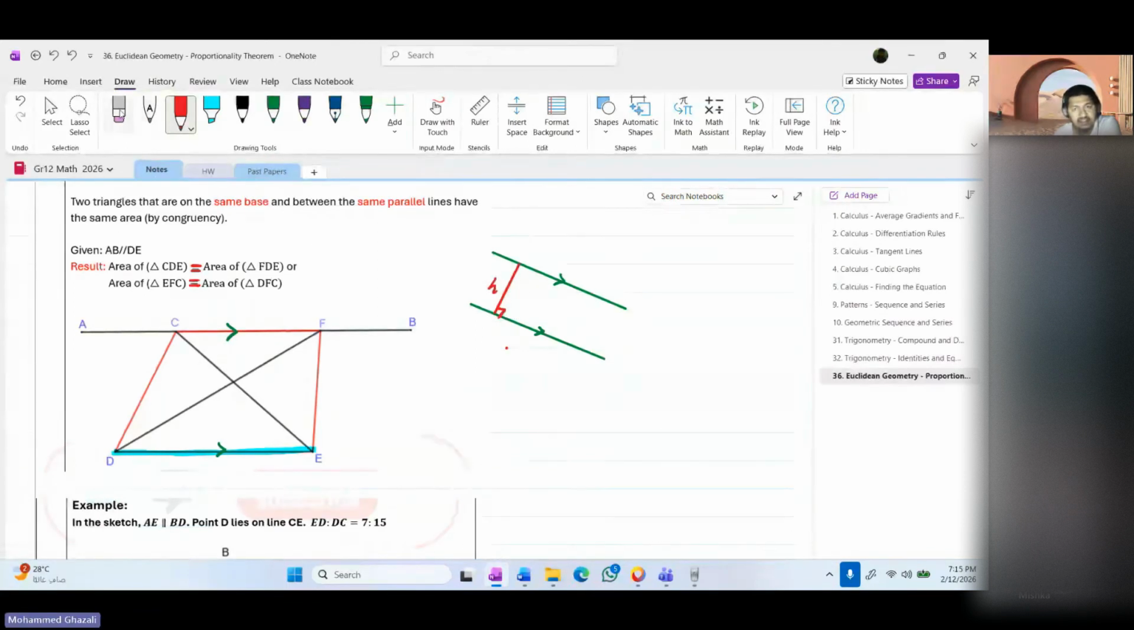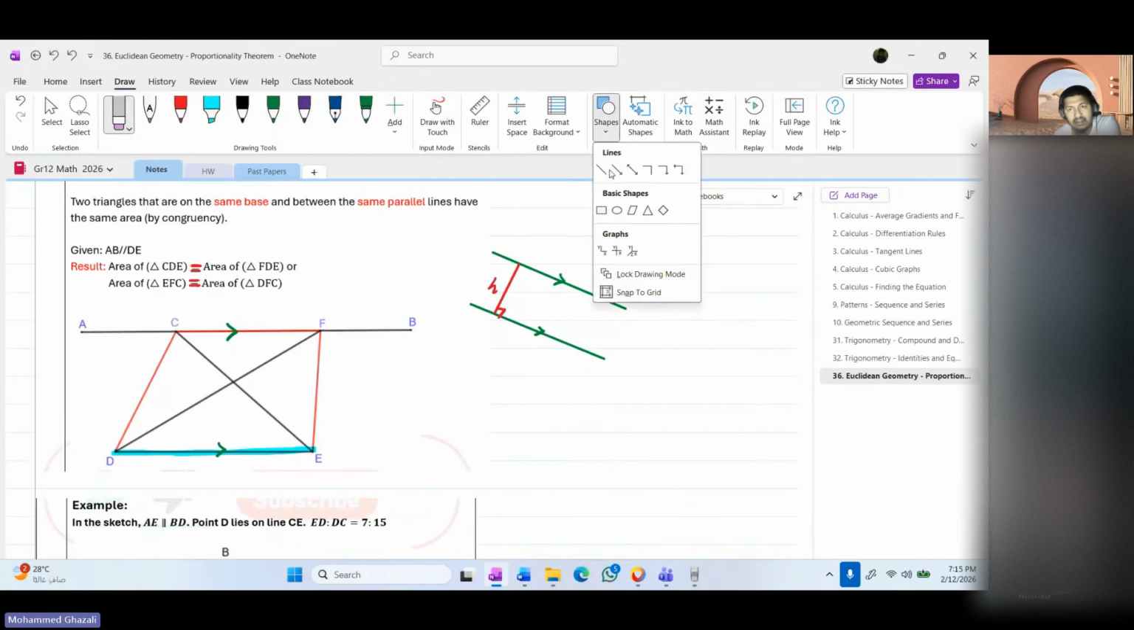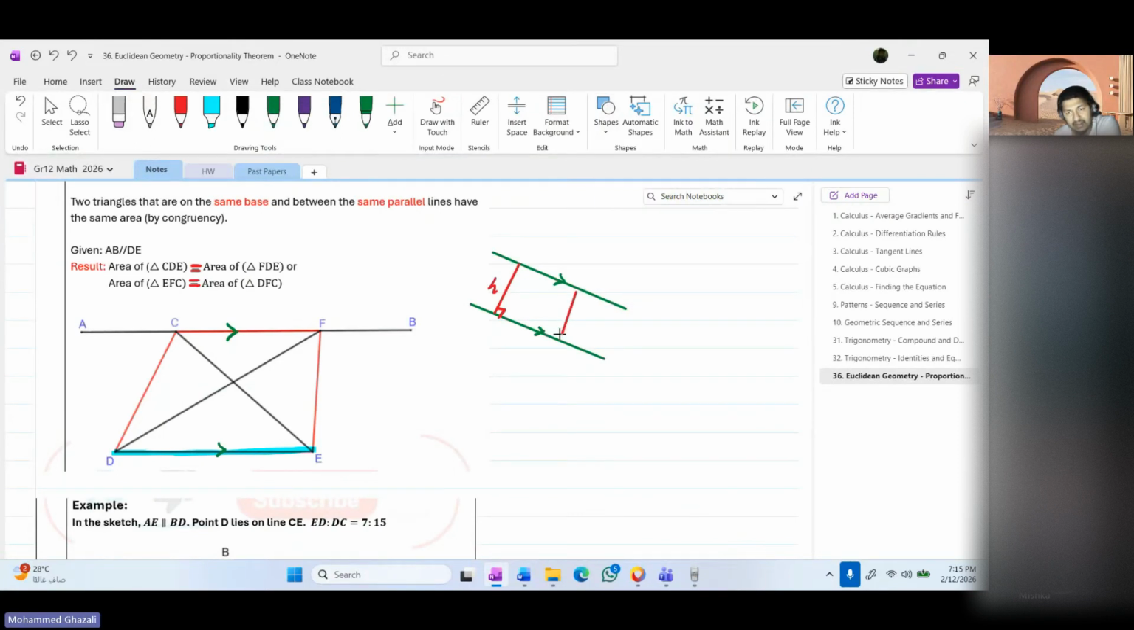Right, that's the height. Now, between any parallel lines, you can draw another altitude here, right? The height will be exactly the same. Why are the heights exactly the same? Because parallel lines are equidistant. Okay, we know parallel lines are equidistant, so obviously this height will be equal to that height.